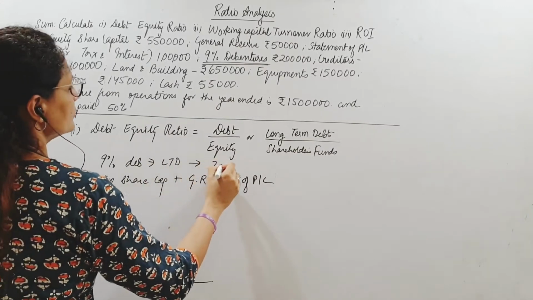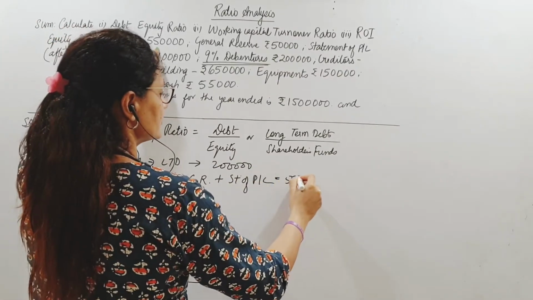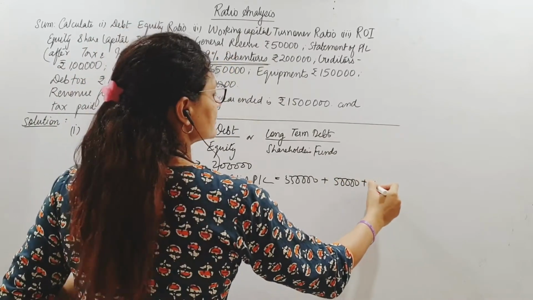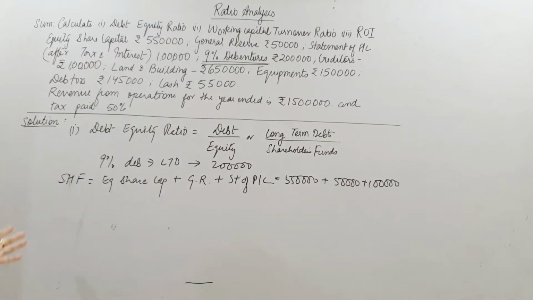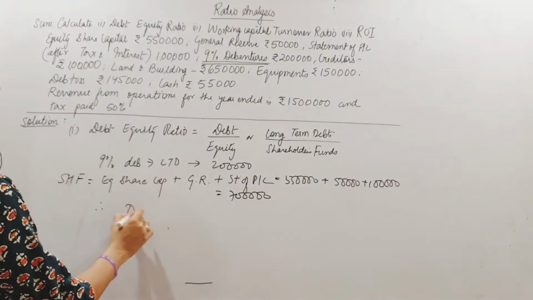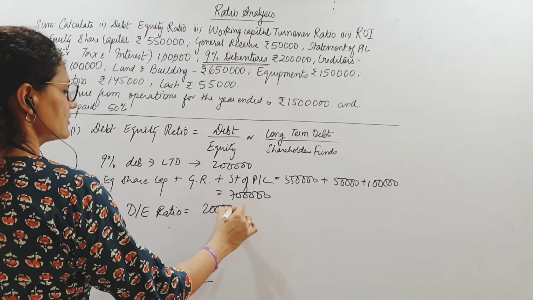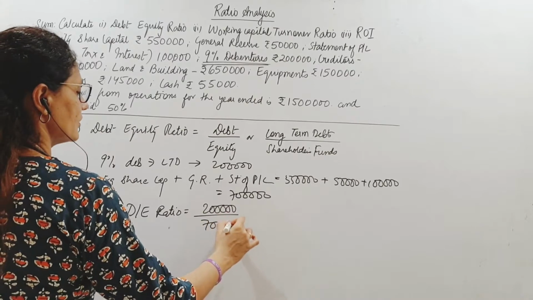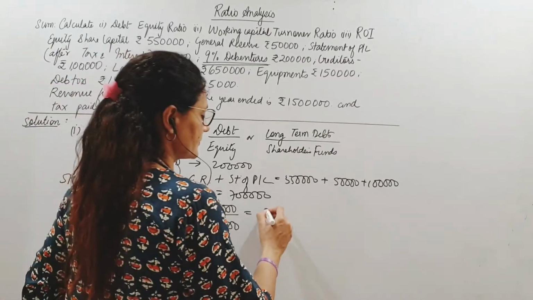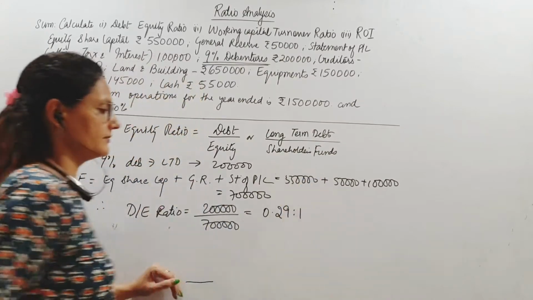This is how much? 2 lakhs. And its total will be 5,50,000 plus general reserve 50,000 plus 1 lakh statement of PL, 7 lakhs. Therefore, my debt equity ratio is equal to 2 lakhs debt by 7 lakhs. Done. There is no into 100 or anything, right? 2 by 7, it is 0.28 something, it will come. So 0.29 is to 1.